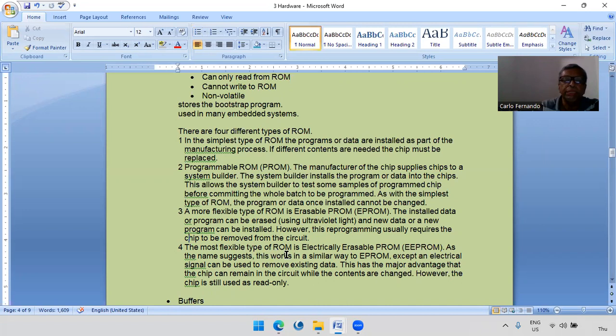The fourth one is the most flexible type of ROM, which is electrically erasable PROM, EEPROM. Two E's, electrically erasable, P, that is programmable ROM. As the name suggests, this works in a similar way to EPROM, except an electrical signal can be used to remove existing data. So you don't have to remove the chip, unlike the earlier one. While it is there on the board or the circuit, you can. This has a major advantage that the chip can remain in the circuit while the contents are changed. However, the chip is still used as read-only. So still, it will be used as read-only.